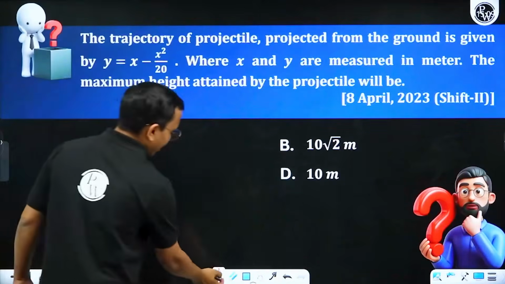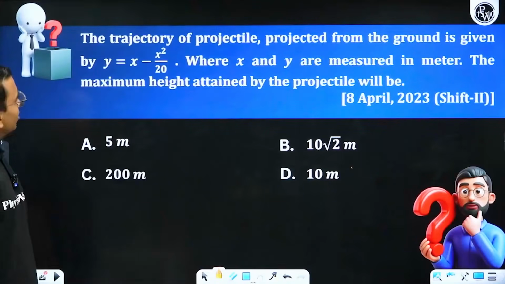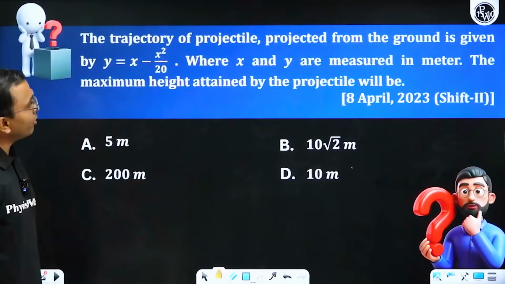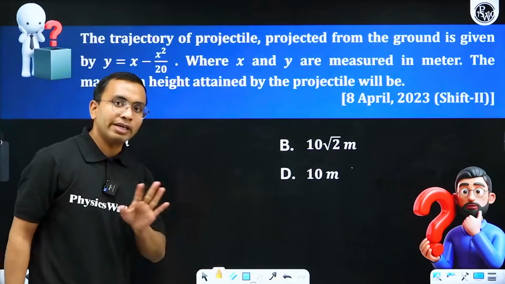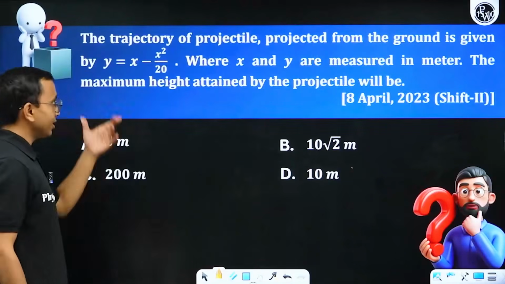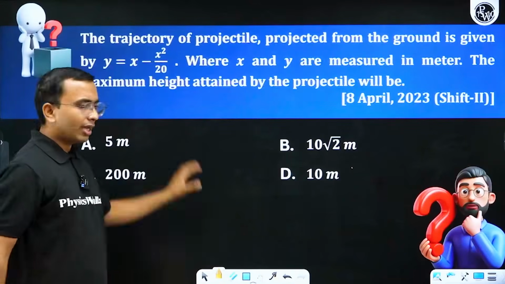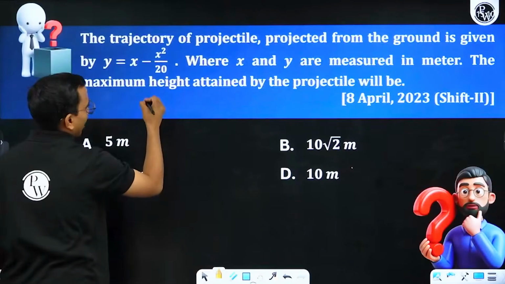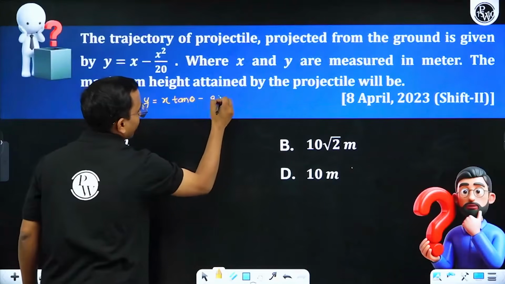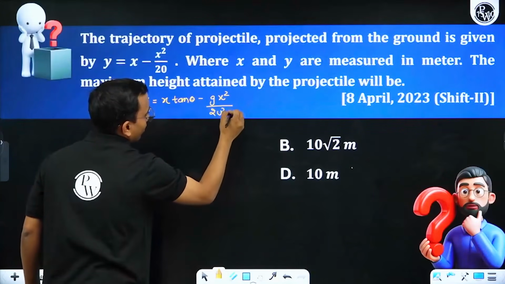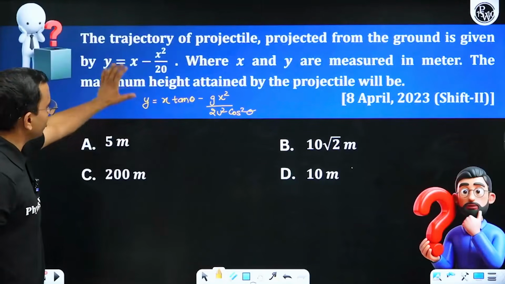Next question. Okay, here equation of trajectory is given to us. The trajectory of projectile projected from ground is given as y is equals to x minus x square by 20. X and y are measured in meters. The maximum height attained by the projectile will be. I need to find h max. Now, the trajectory equation is given. Let us write the standard equation of trajectory and then we will see what those variables are. So, I know the standard equation y is equals to x tan theta minus gx square by 2u square cos square theta. This we know.